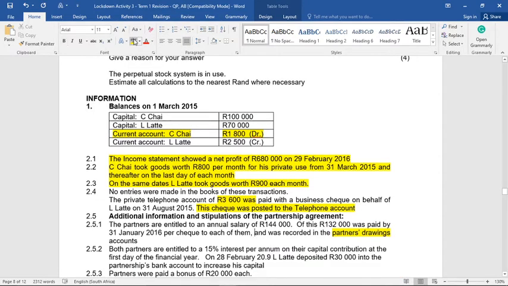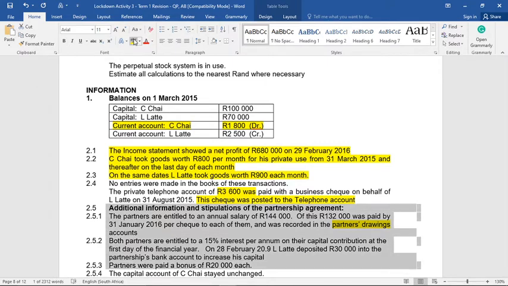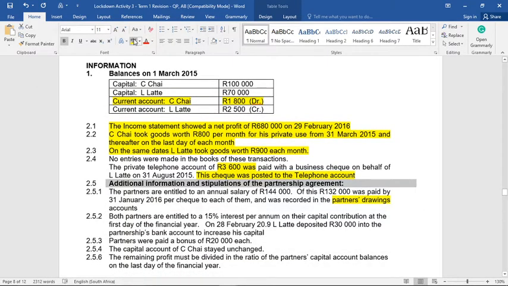Right. We go to number 2.5, additional information and stipulations of the partnership agreement. It says the partners are entitled to an annual salary of 144,000 Rand. That's what they are entitled to. Okay, so that should be sent to the credit side of their current account.